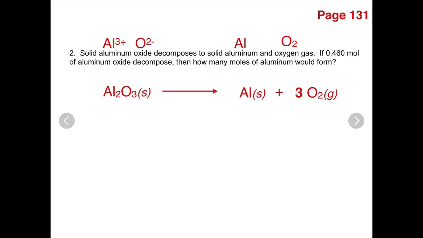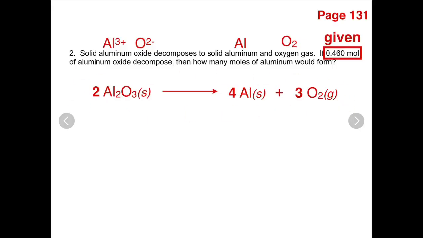So 3 and 2. The common number would be 6, so it would be 3 in front of this, so that 3 times 2 equals 6. If you have 6 oxygen here, you need 6 oxygen here as well, so you add 2 in front of it. Now you have 4 aluminum, so add 4 to that. So this is the balanced chemical equation.